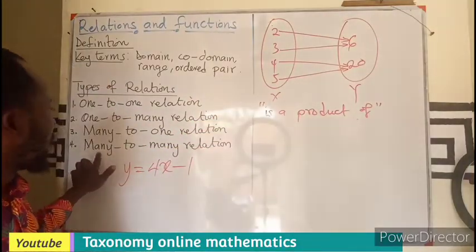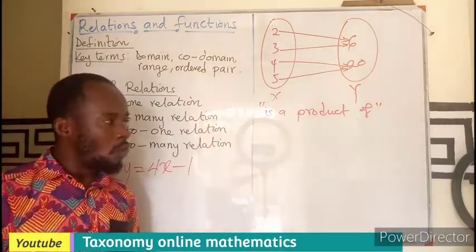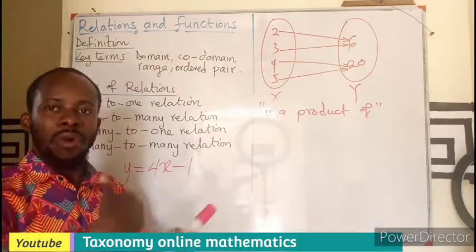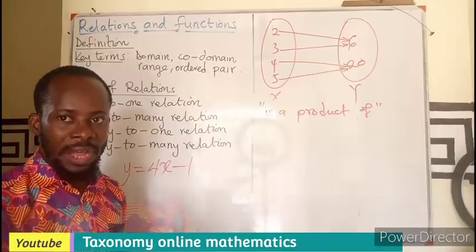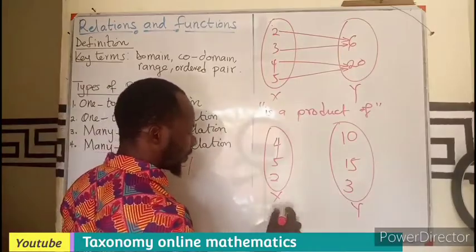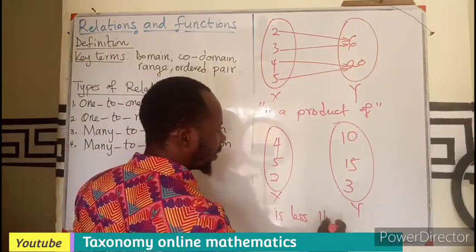Then the last one, which is many to many, could be a combination of all that we have stated so far. So let's call this is less than.